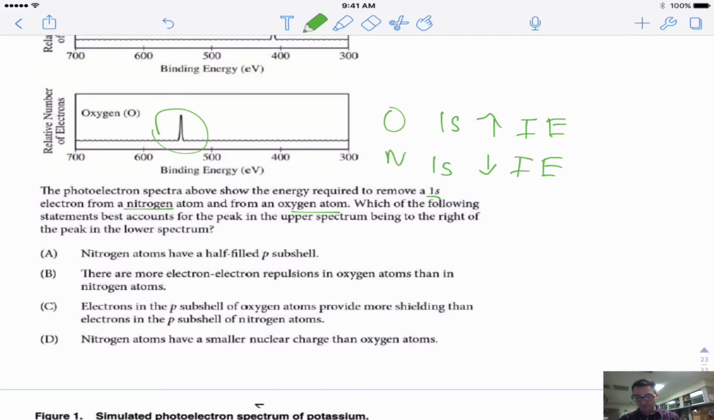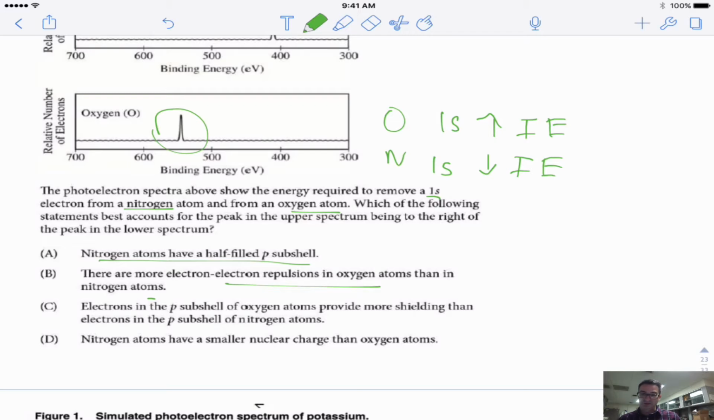Nitrogen has half-filled p shells. People love to pick this answer because they look at it and think, oh yeah, nitrogen does have half-filled p orbitals. But it turns out they're not talking about the p orbitals here. They're talking about the 1s, the core electrons. There's more electron repulsions in oxygen atoms than in nitrogen atoms. Again, this is true, but they both have the same number of 1s electrons, so it's not true for this answer. Electrons in the p sublevel of oxygen provide more shielding.